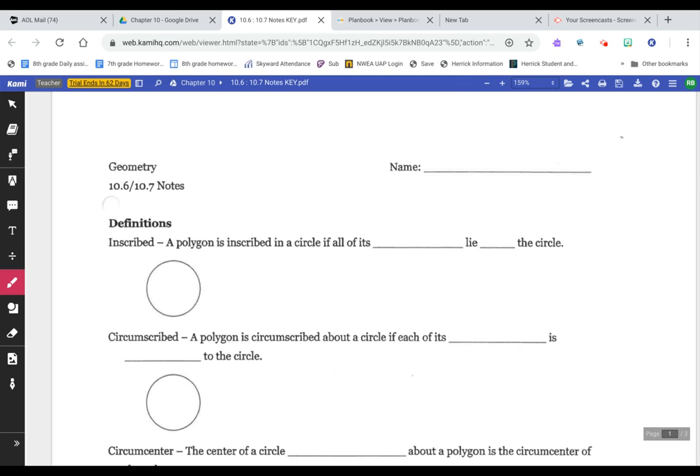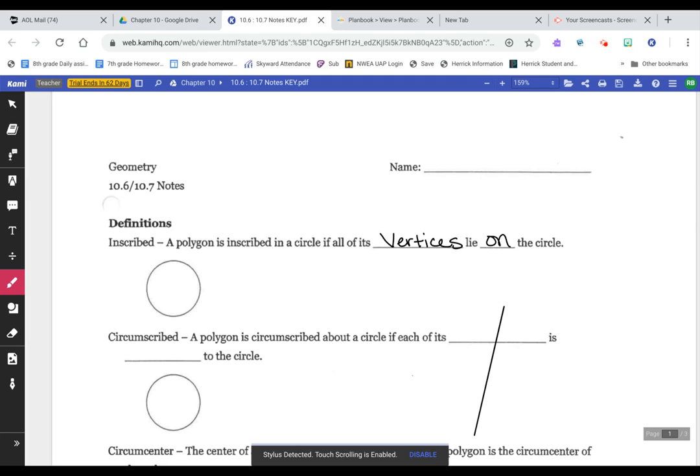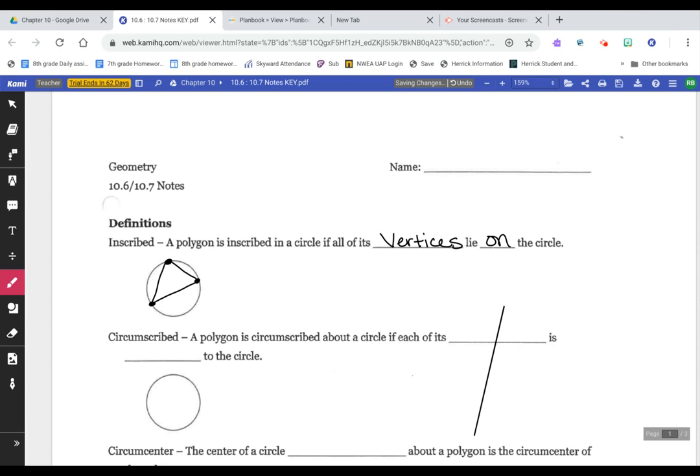The definition of inscribed: a polygon is inscribed in a circle if all of its vertices lie on the circle. So let's draw a triangle with the vertices lying on the circle. So if I have all of that, there you go.